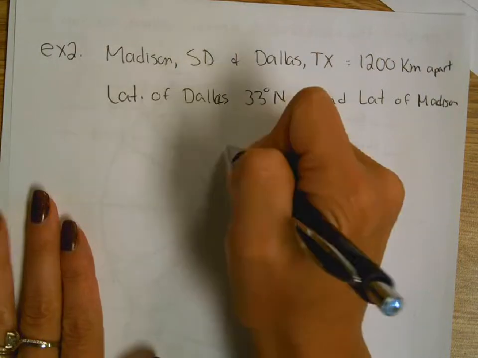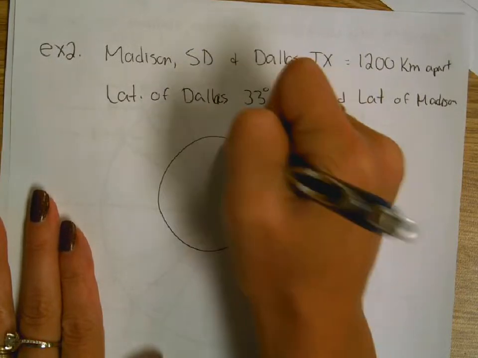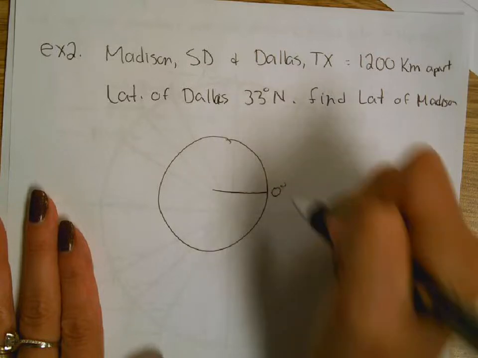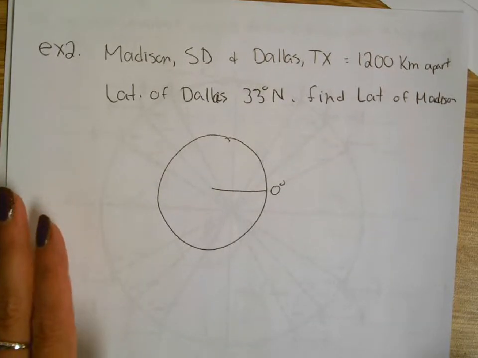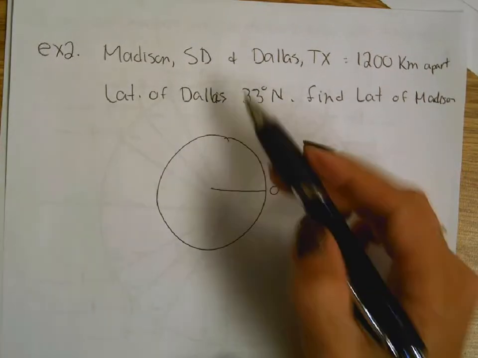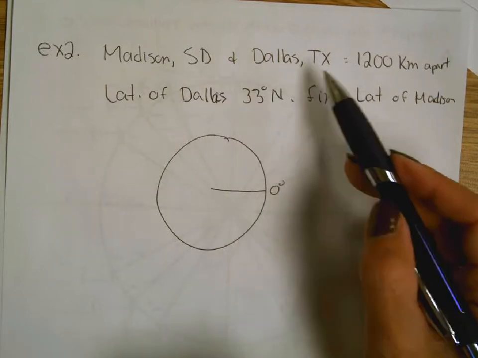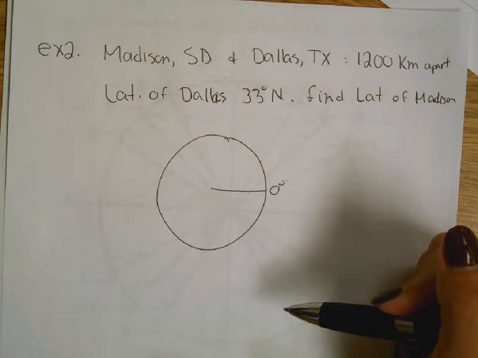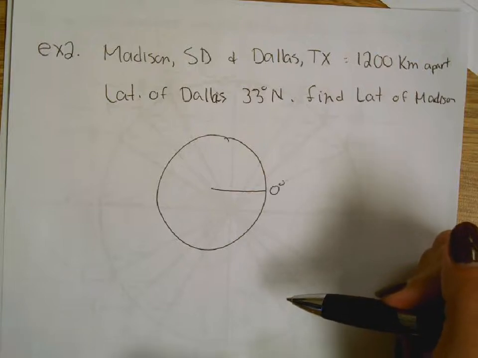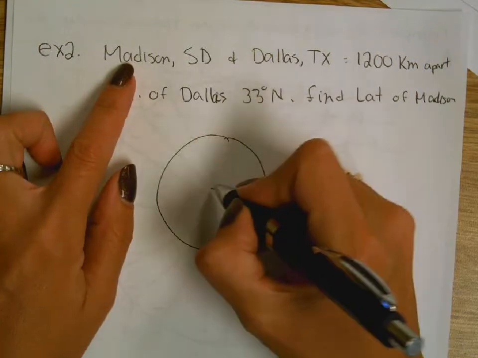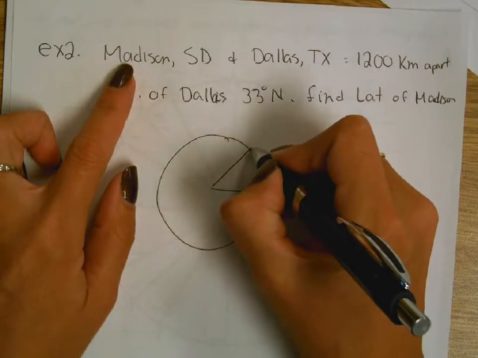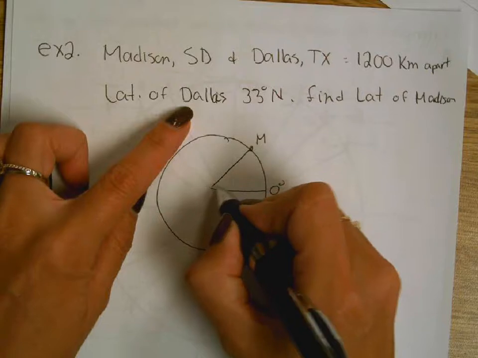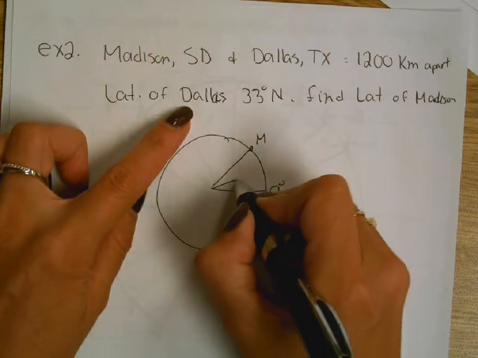So we've got our cross-section of the Earth. We've got our equator. And we've got 2 towns, Madison, South Dakota, and Dallas, Texas. Both are north of the equator. Which one's farther north? You've got to use your geography skills. Madison, South Dakota is going to be farther north. So we'll put Madison up there. Dallas, Texas is south of that, but north of the equator.